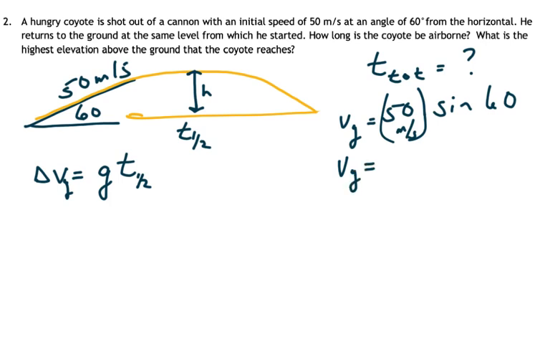So Vy is equal to 43.3 meters per second. So now we can solve it for the maximum height. Oh, we still want to solve it for the time, because that was the first part. So our final velocity is 0 at the top of the arc.